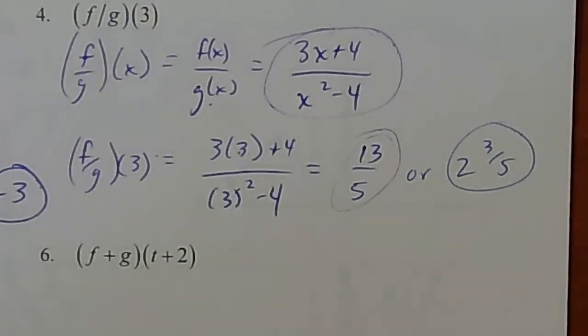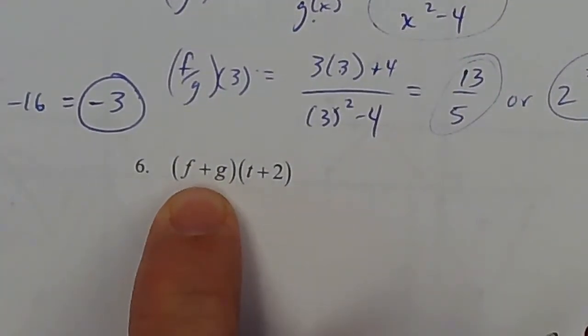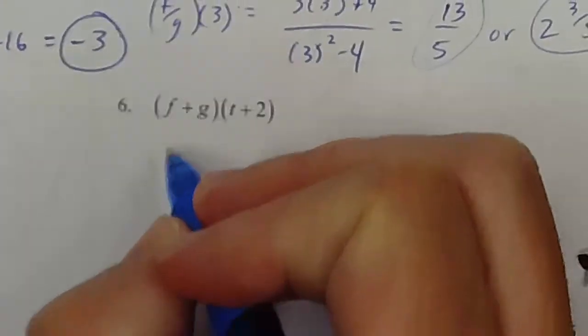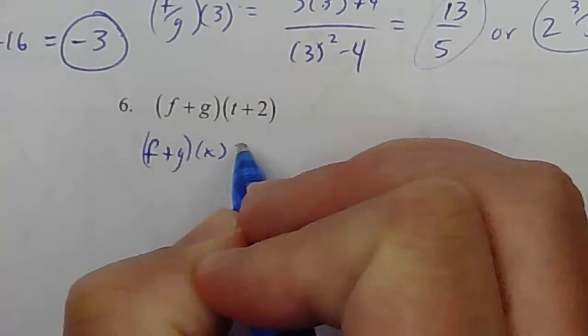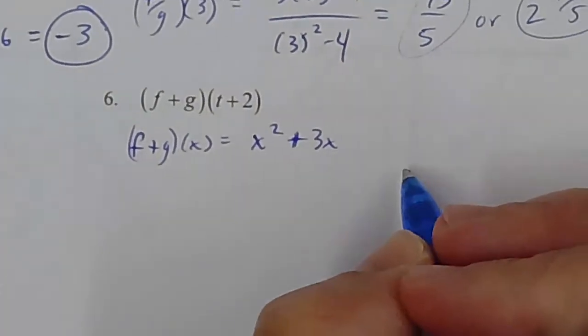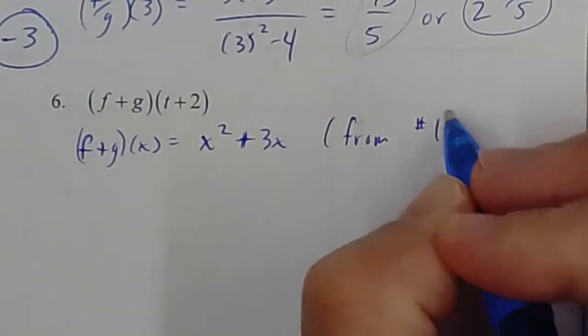Okay, so 5 and 6 are very similar. So for sake of time right now, let's jump to 6. I'm going to set it up for you and let you try to finish it. All right, now this was going back to the sum function. We already have the sum function from problem 1. F plus g of x is already done. It's x squared plus 3x. So let's write that down. F plus g of x is equal to x squared plus 3x. All right, I'll just put a reminder here from number 1.